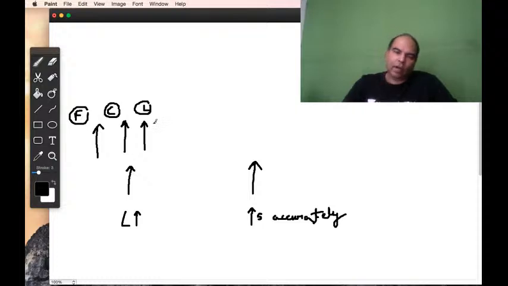So when you're trying to improve your ability in language, you have to make sure that you work on each of these three axes. Language complexity will be handled on three levels. One level will be improving your vocabulary.